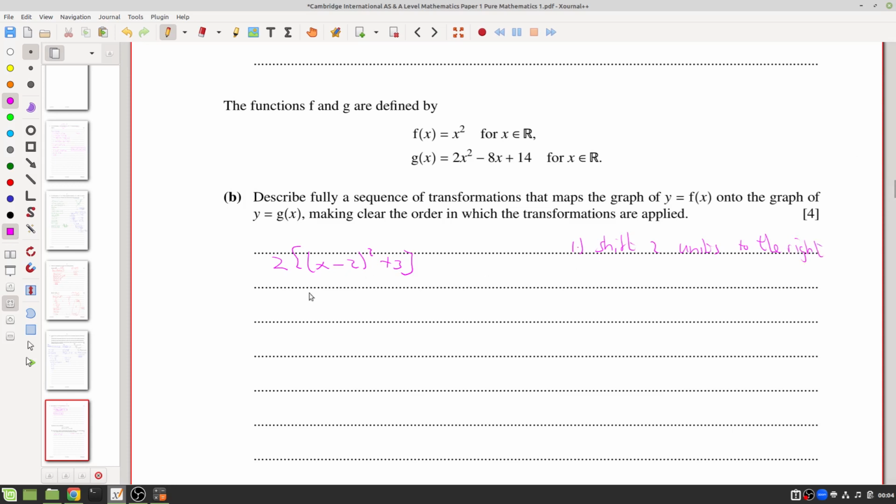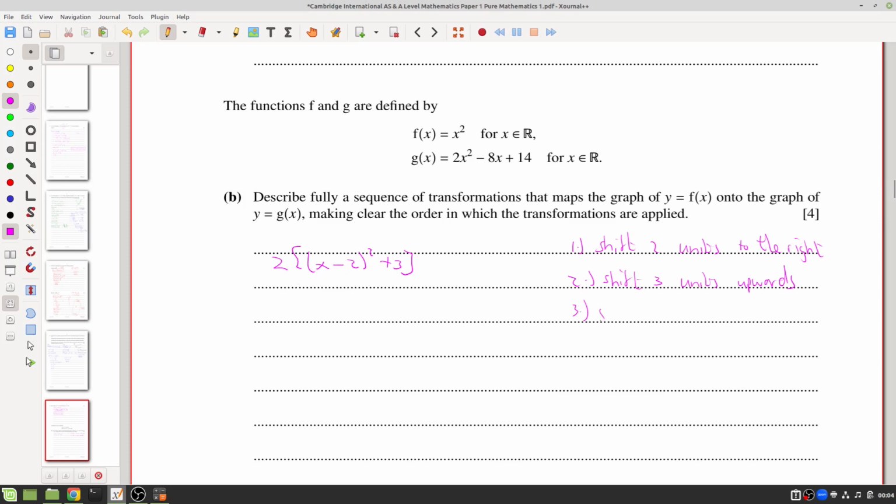Right, if it's a negative or minusing, it shifts to the right. If it's plus, it shifts to the left. Then we can say also it shifts 3 units up. So shift 3 units upwards. And then multiplying a function by some value stretches it vertically.